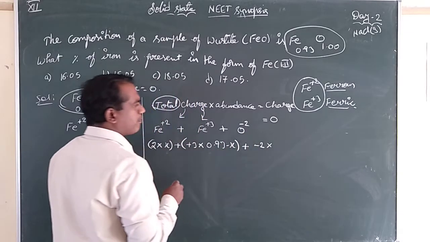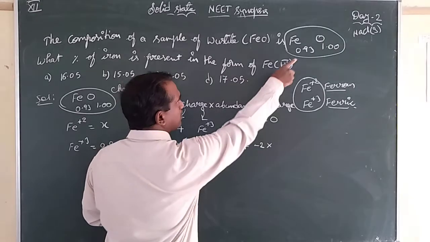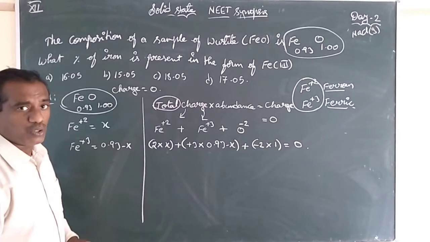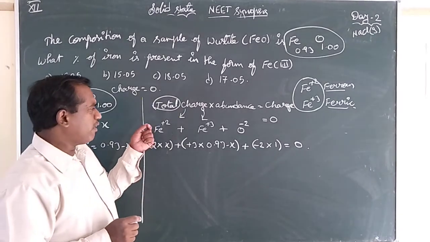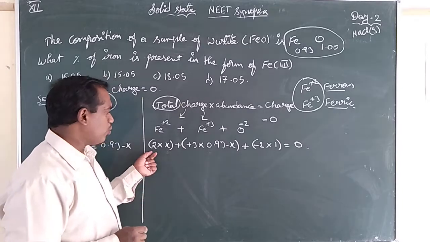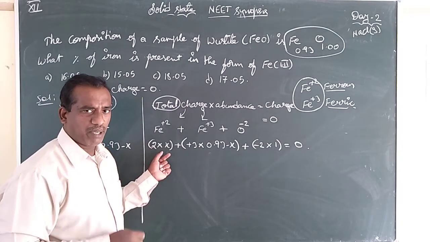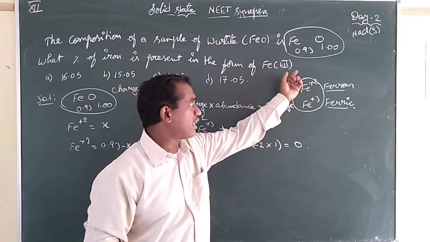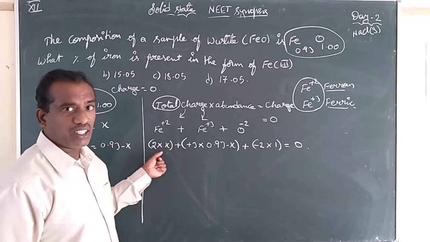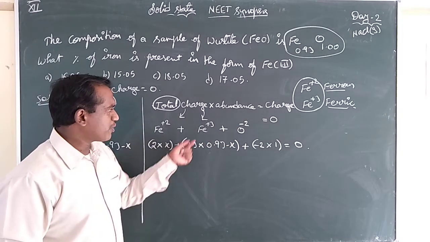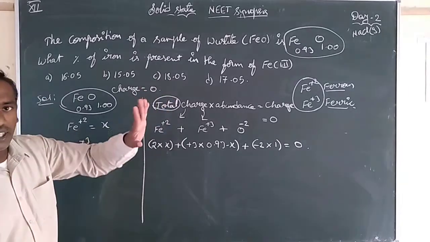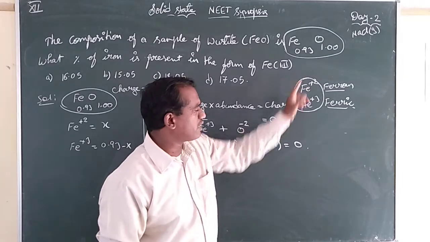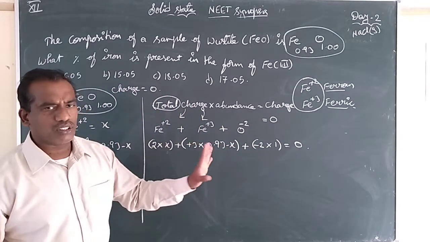What is this abundance children? Abundance is 1.0, and that is equal to total charge. Once again I am repeating. First your work is to write all the elements. Then you write the charge into their abundance or availability. Here Fe is occurring in two forms. So let us say Fe+2 is in the x abundance, Fe+3 is in the 0.93 minus x, and oxygen abundance is 1. You take only 1 as given there. There is no charge on the molecule, so that is equal to 0.